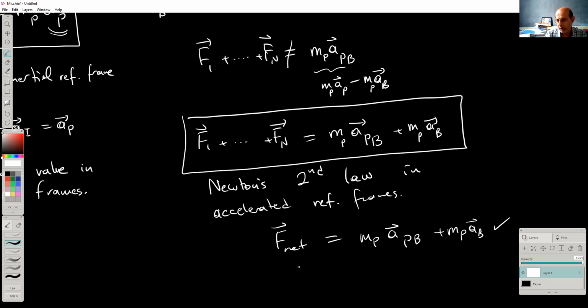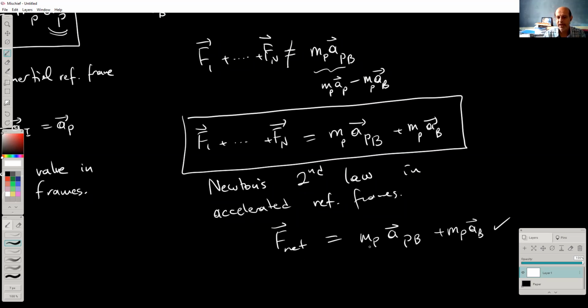Newton's first law is also modified. You know that if the net force is equal to 0, then the system has zero acceleration. But here, when the net force is 0, the acceleration of the objects is not equal to 0. So you will have to say something else in there.